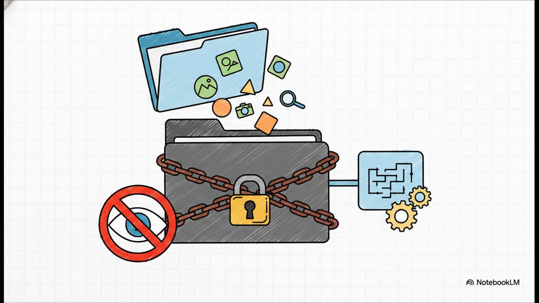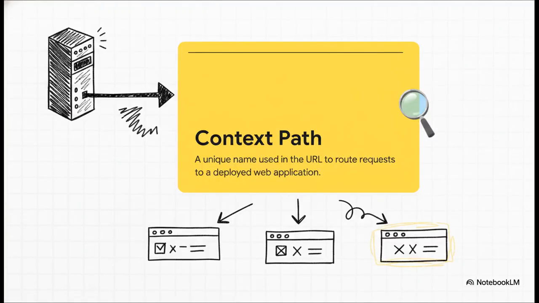Now, this is a highly secure server-side folder that is completely hidden from web browsers. Inside WEB-INF, you're going to find the web.xml deployment descriptor, along with a classes folder where your compiled Java classes and servlets actually live. If a user tries to type a URL pointing directly into that WEB-INF folder, the server will immediately block it. It is strictly for internal mechanics. No outside access allowed.